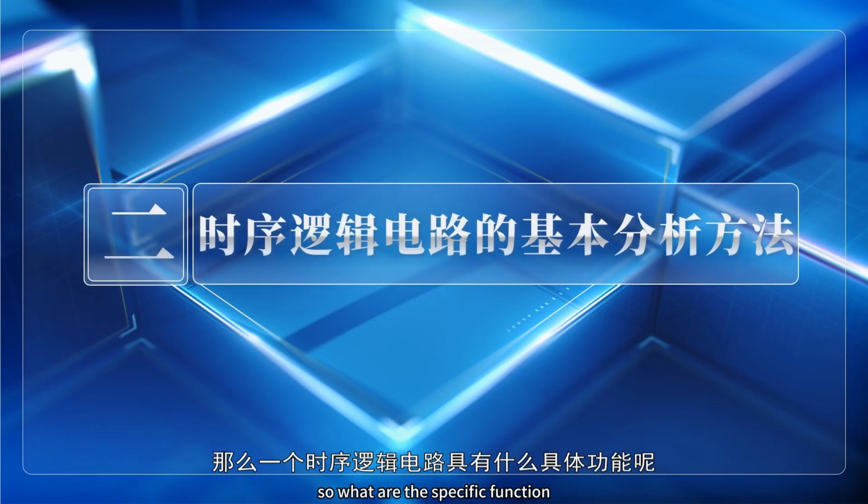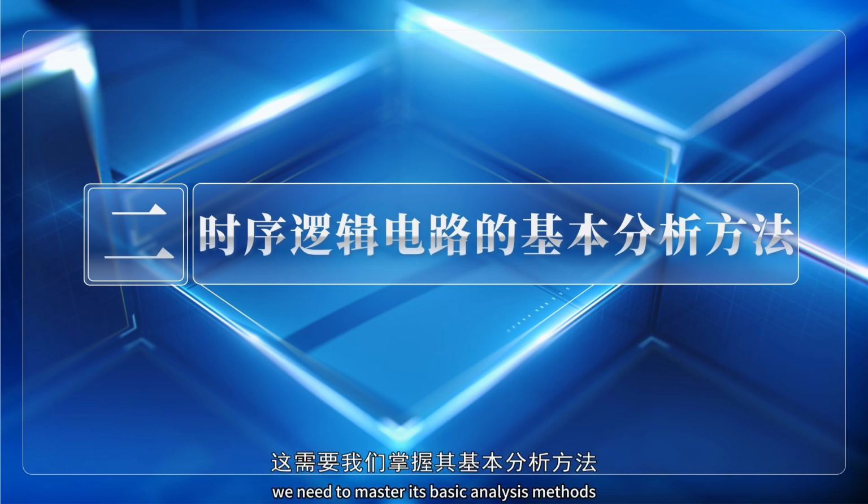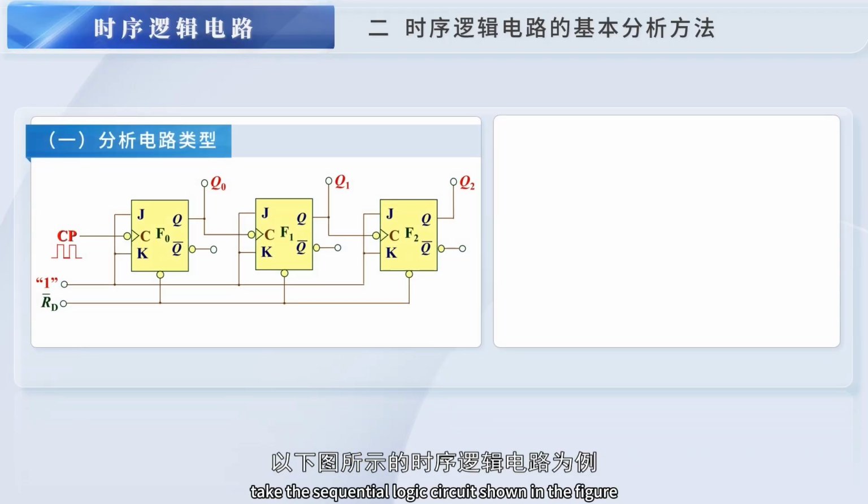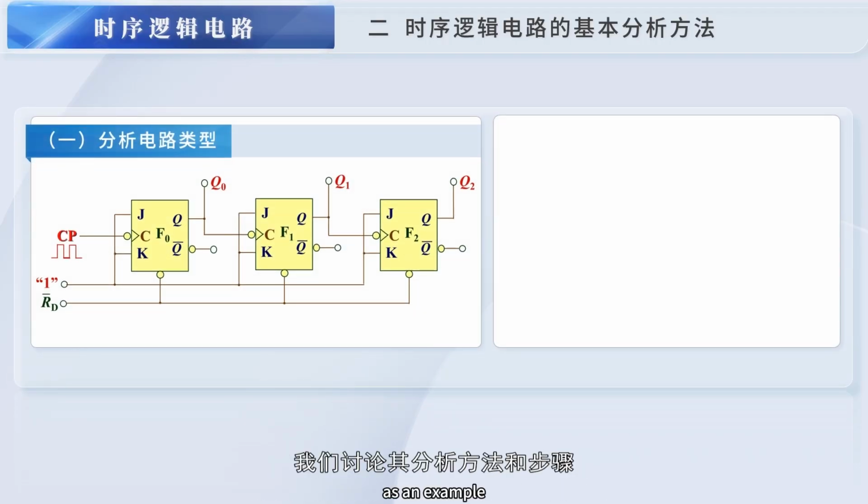So what are the specific functions? We need to master its basic analysis methods. Take the sequential logic circuit shown in the figure as an example, and we discuss its analysis methods and steps.